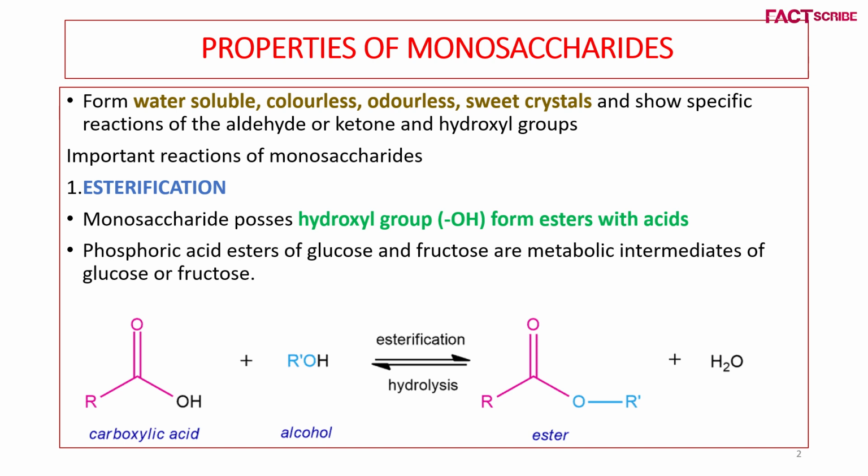The first one is esterification. This ester, in the sense, they form hydroxyl group with acid. This esterification is the process in which monosaccharide that have hydroxyl group form esters with acids. From the picture, carboxylic acid and alcohol combine, in presence of hydrolysis, we will get esters and water. These esters form a fruity flavor. That is, in jackfruit, it is said that about 13 types of esters are present for the particular flavor of that fruit.